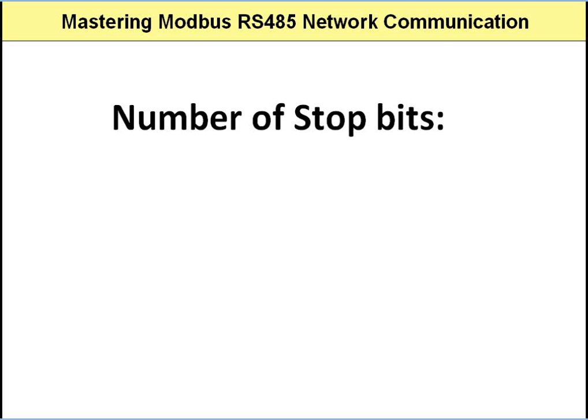Number of stop bits. Each RS485 port, when it receives data, must know when the data has ended, when the frame has stopped. It uses either 1 or 2 stop bits, and you must specify this.